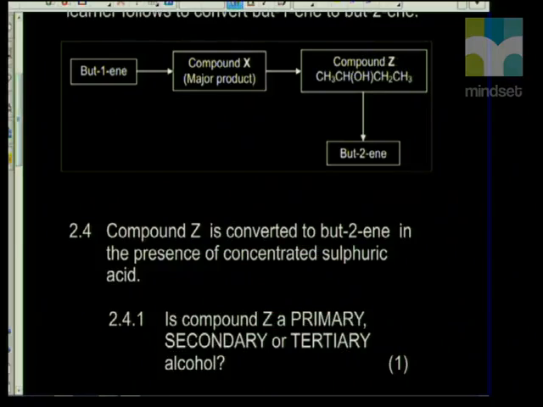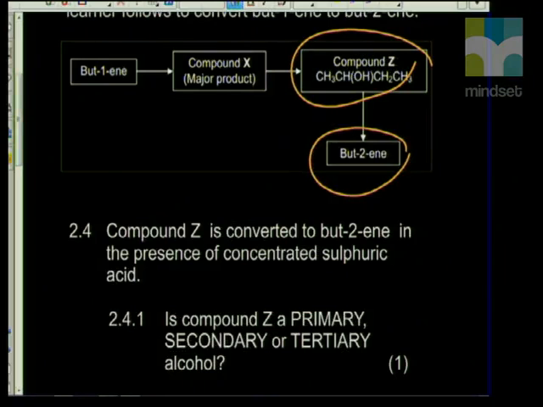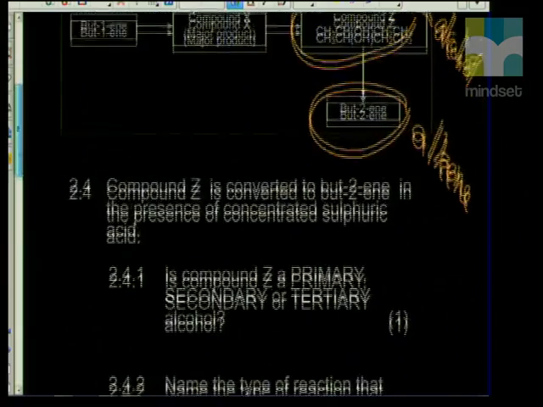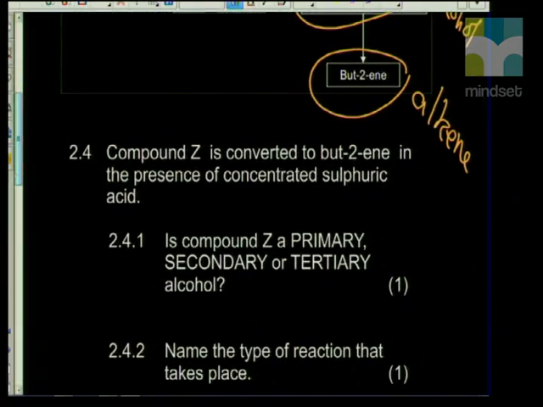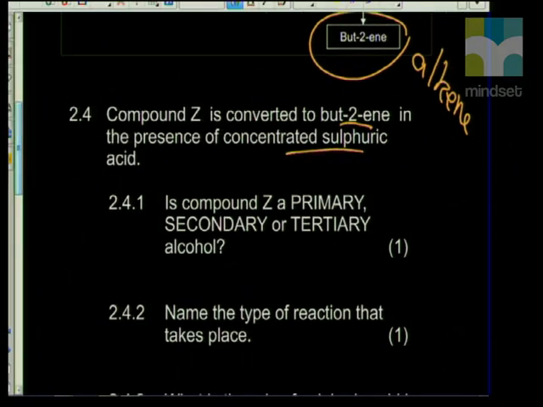Now, we've got another part to this question, which is probably the most interesting part. It's winding up on how we go from the alcohol to the final product, and then there's a little twist in the tail that we're going to deal with as well. So now our focus is on going from Z to butene. So we're dealing with an alcohol going to an alkene. It says Z is converted to butene in the presence of concentrated sulfuric acid. Now, then they ask you some questions.